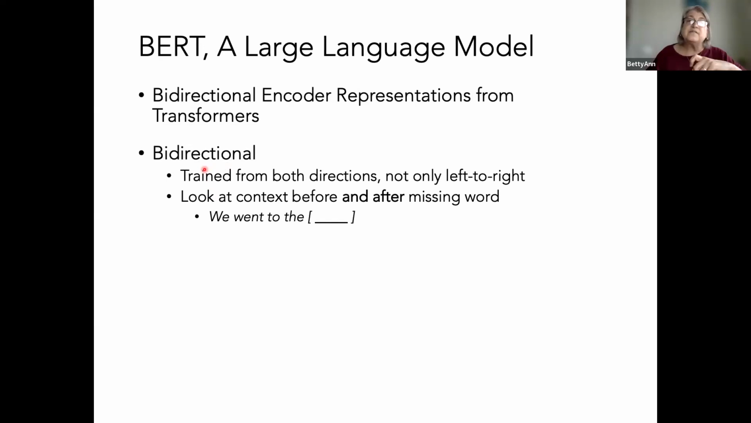And one of the strengths of BERT is that it's bidirectional. You may remember I talked about that autocorrect model, that it was only left to right. Well, bidirectional for BERT means it can look at context before and after a word. So if I gave you this sentence, we went to the blank. Well, blank could be anything. We went to the circus for all I know. But if I gave you a sentence, we went to the blank to make a deposit, you might be able to say, oh, okay, you went to a bank. So BERT can look at words afterwards as well, and that made it pretty powerful.